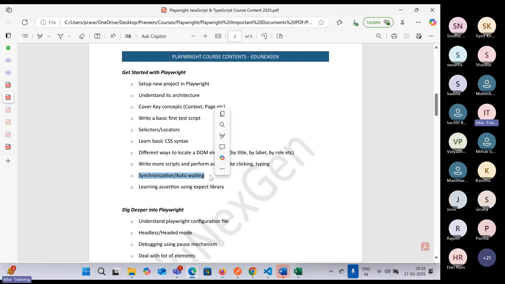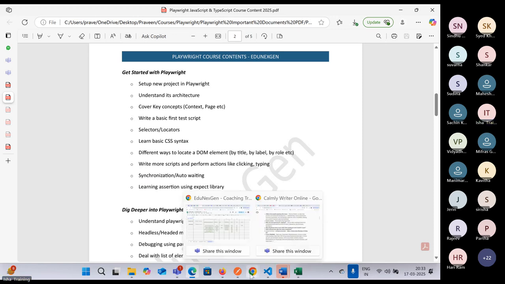So if any one of you have already worked on any of the tools and technology in the past, or if you have worked on Selenium in the past, you might be knowing that whenever we have to interact with any of the element, generally we have to check whether the element have appeared on the page or not. That means displayed on the page or not, and whether it is interactable or not. That means whether it is enabled or not, right? So these kind of basic checks we have to do. And for that, again, we have to write few lines of code. Playwright automatically consider those kind of things for any of the interaction.